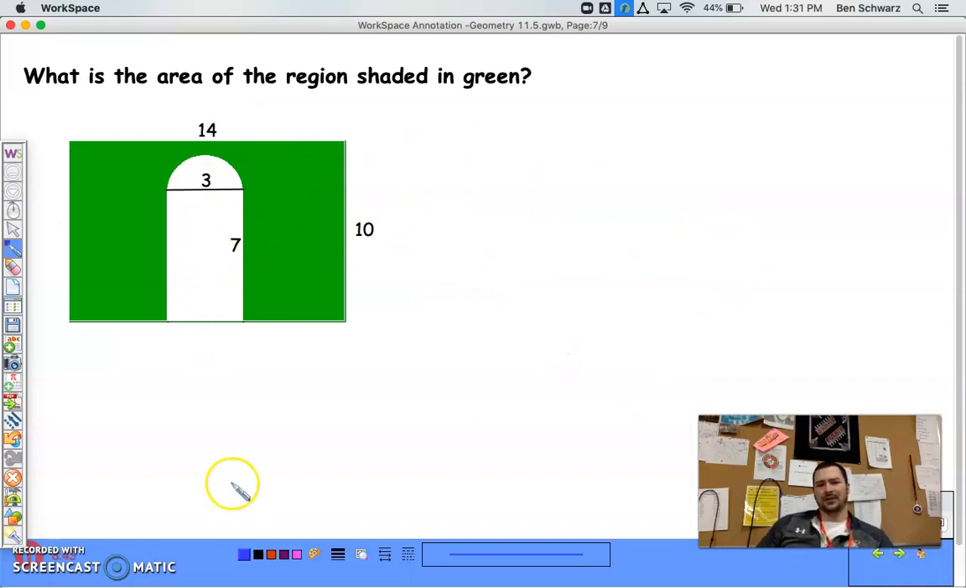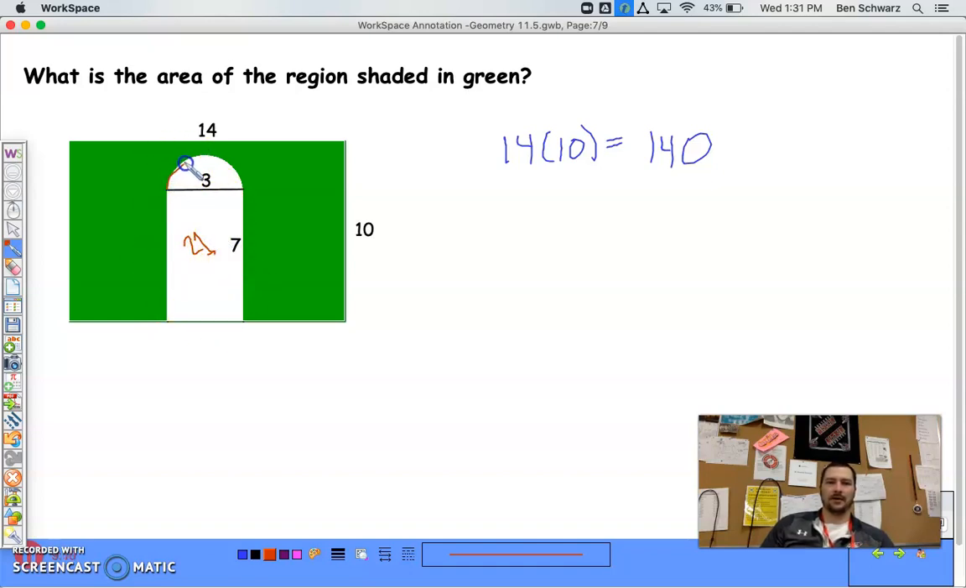All right, finding this shaded region here, well, it's a subtraction, right? We got to find the green, so we start out with the big box. So that area, 14 times 10 equals 140. And then we're going to have to subtract the white area. So the white area, we got this rectangle is 7 times 3 for 21, just for the rectangle here.